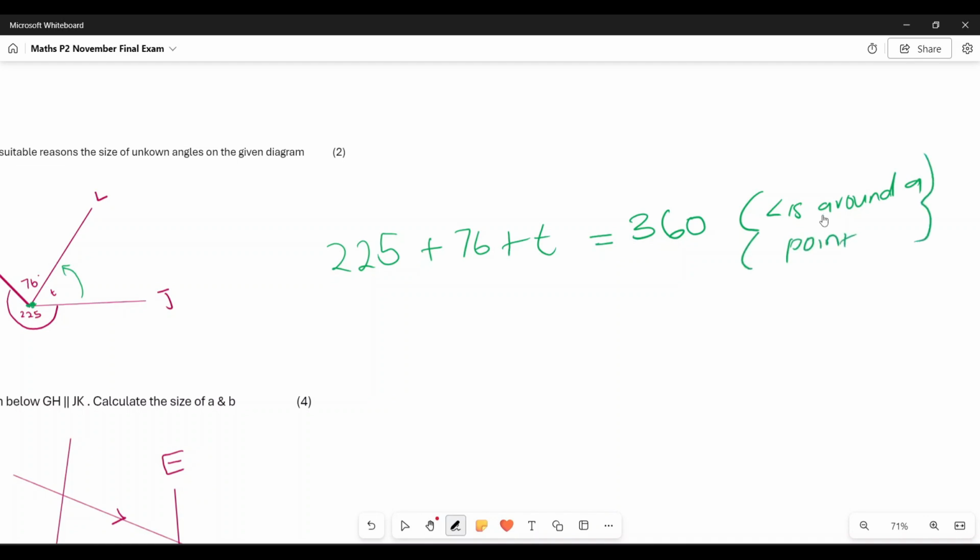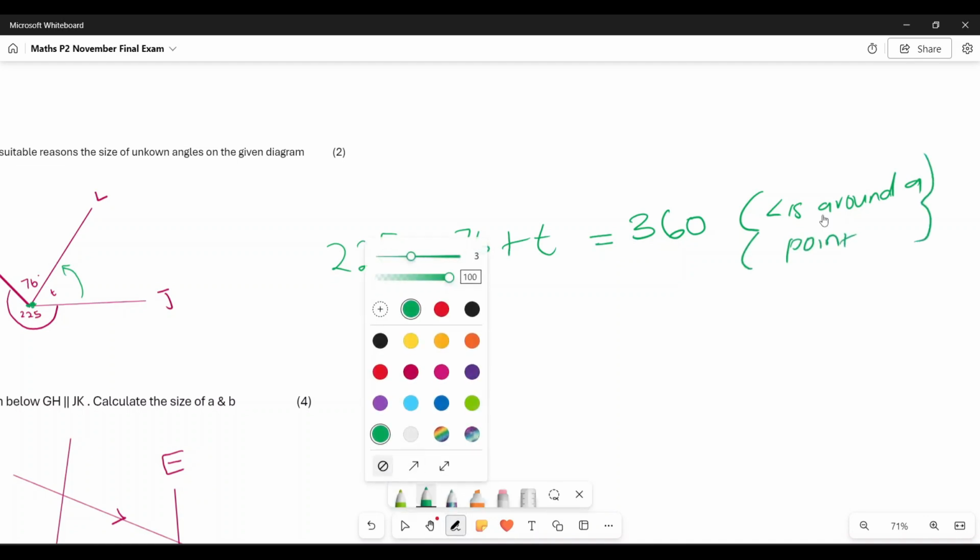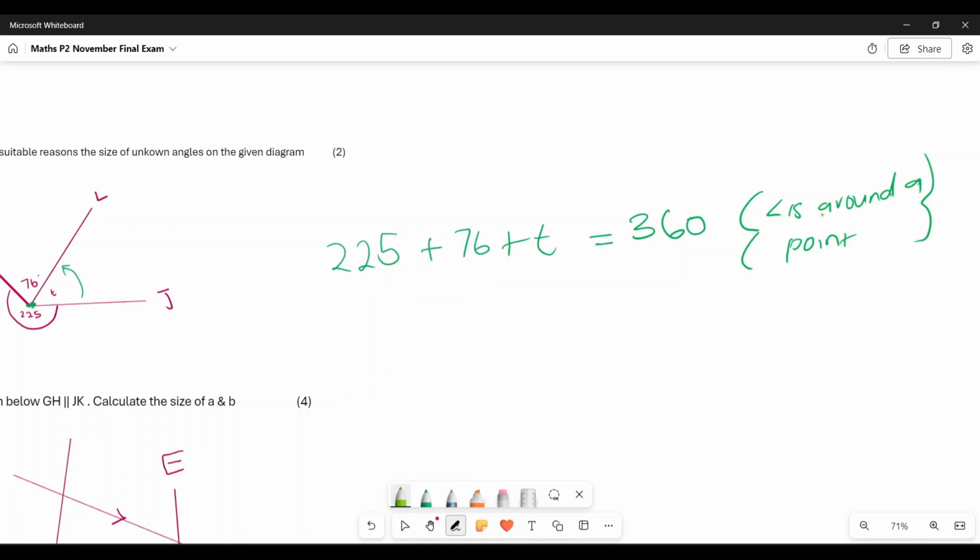Now, we can solve for our value of T. Now, when I add 225 with 76, I expect to get 301, right? So 301 plus T equals 360. So I'm going to take this to the other side and it's going to become a negative. As a result, T is going to be equal to 360 minus 301. And your value of T is going to be equal to 59.